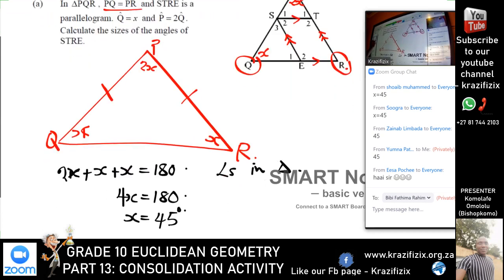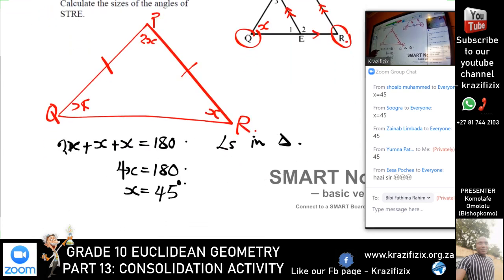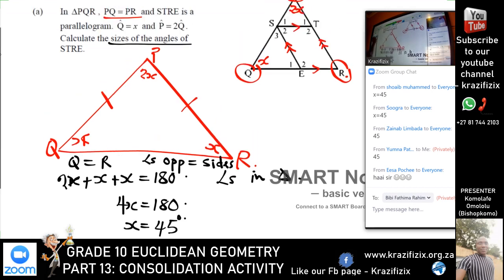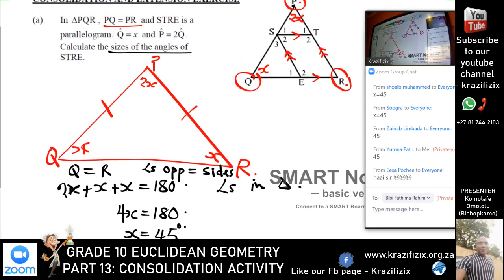But remember, guys, you need to give me reasons. While you were saying angle Q is equal to angle R, we actually missed a point: the reason. Angles opposite equal sides. Remember, in Euclidean geometry every statement needs a reason. Remember, we're looking for all the sizes of the angles. Do we have the first one? Yes, we have 45 here.